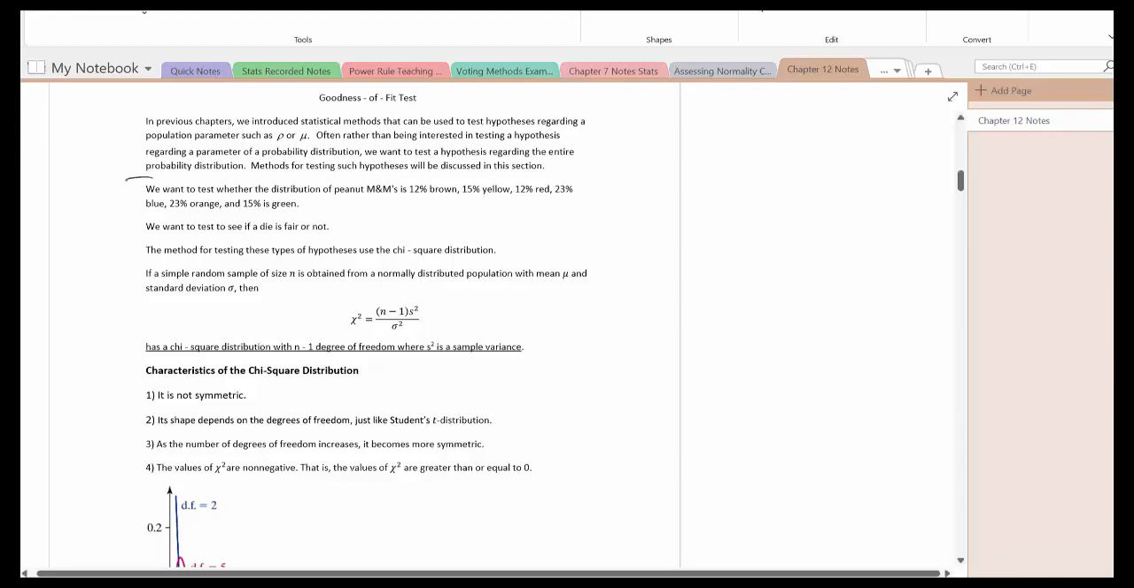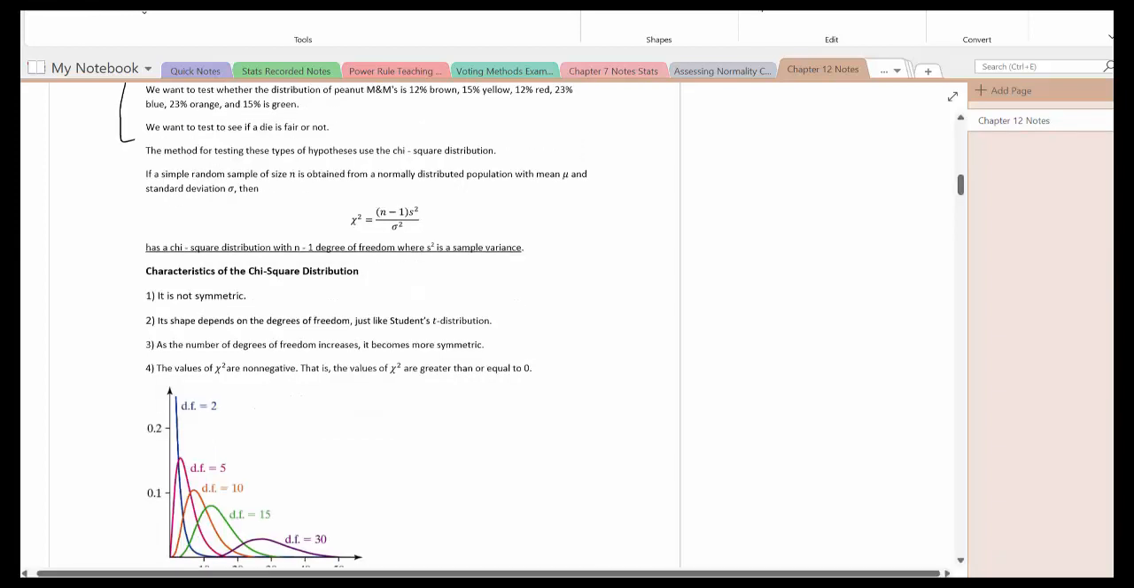So methods for testing such hypotheses will be discussed in this section. I've written out a couple of examples we'll take a look at in a couple of minutes. The method for testing these types of hypotheses uses the chi-square distribution. If a simple random sample of size n is obtained from a normally distributed population with a given mean and population standard deviation, there is a formula that has a chi-square distribution with n-1 degrees of freedom, where s squared is the sample variance.